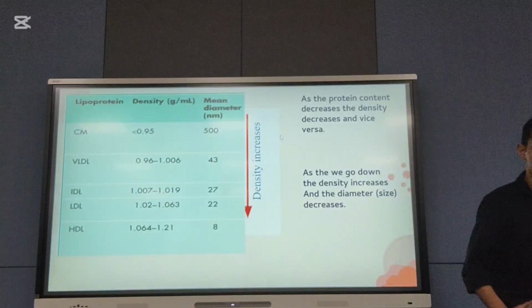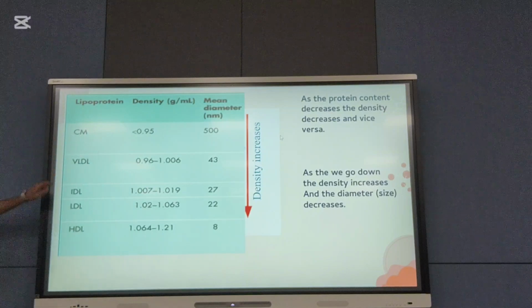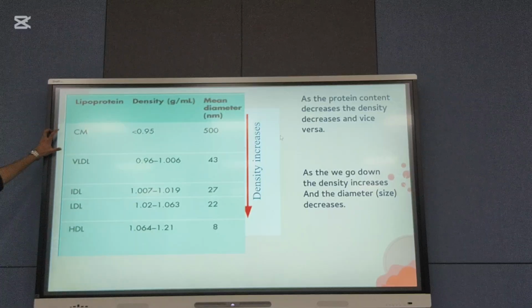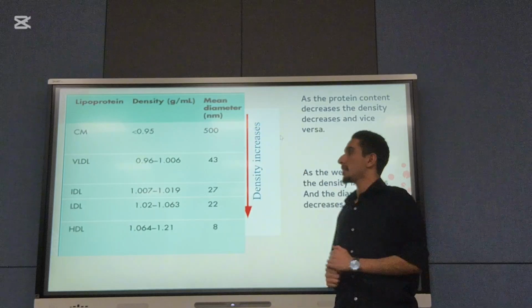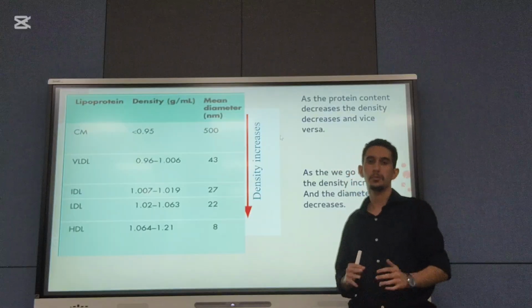Okay? As you can see, chylomicron, CM means chylomicron. This is VLDL. Ignore IDL, ignore it. We have LDL and HDL. This arrow shows us that as we move downward from chylomicron till HDL, the density increases. What do we know about the density? The density is determined by the protein content in the lipoprotein.